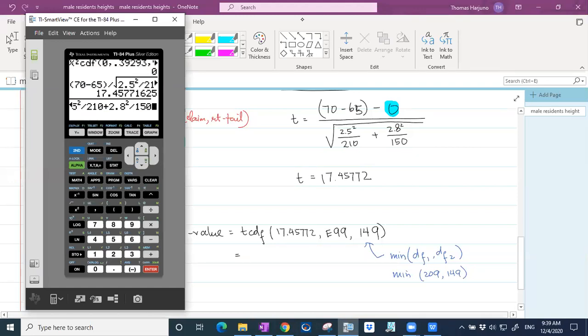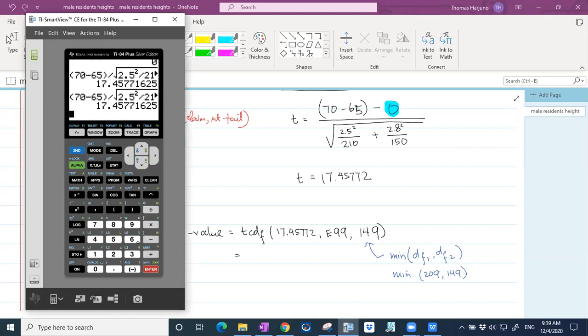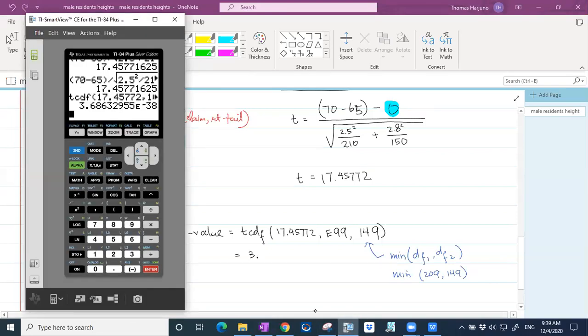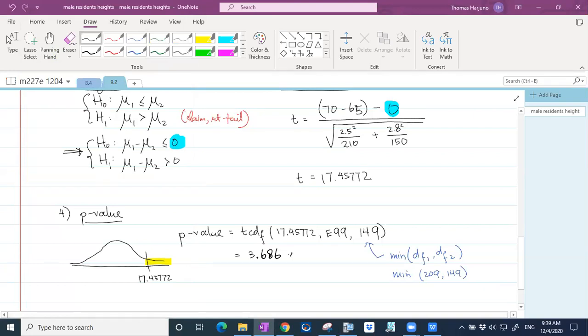TCDF 17.45772. The upper bound E99, I just put a big number. Degree of freedom 149. Ooh, you see, I told you it's very, very small. That's 3.686 times 10 to the negative 38. Very small. That's approximately 0.